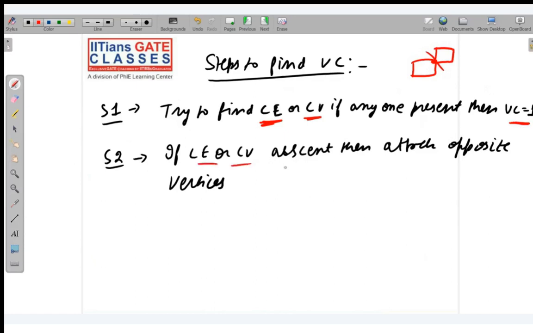Okay, now if a cut edge or cut vertex is absent, then attack opposite vertices. I had told you in the previous slides also. Take snapshot. I will jump to the next slide.